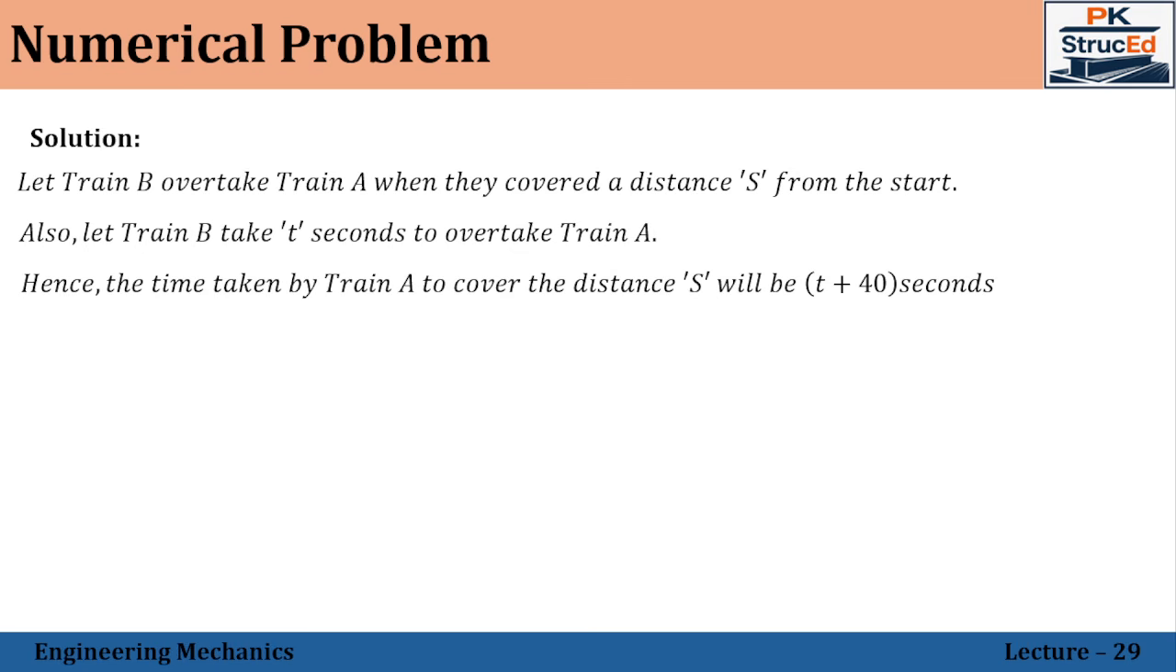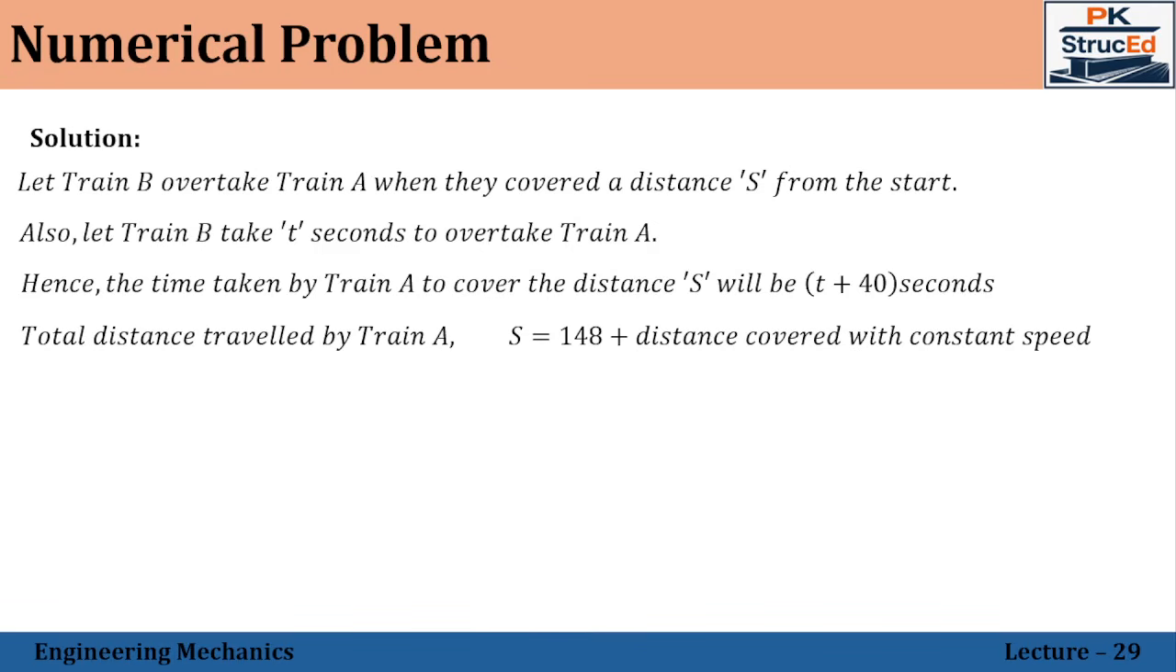Since it is moving very slowly to attain that particular point where train B overtakes train A, the time taken by train A will be t plus 40 seconds. So the total distance traveled by train A is the distance traveled in order to attain its maximum speed plus the distance covered with a constant speed. Already this has been calculated, that is 148 meters to attain its maximum speed, and then the distance covered with a constant speed.